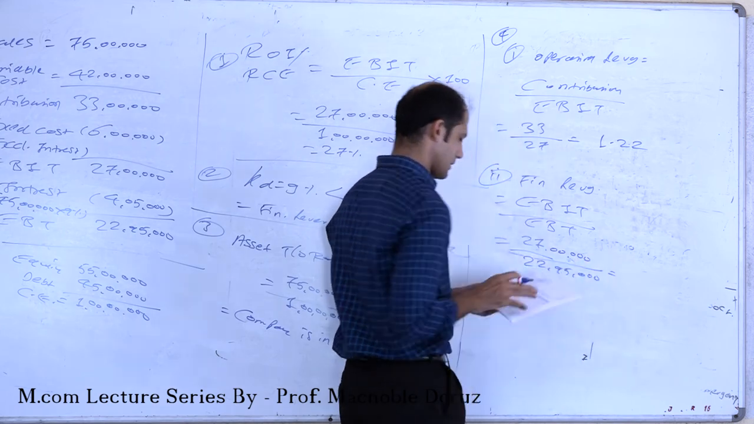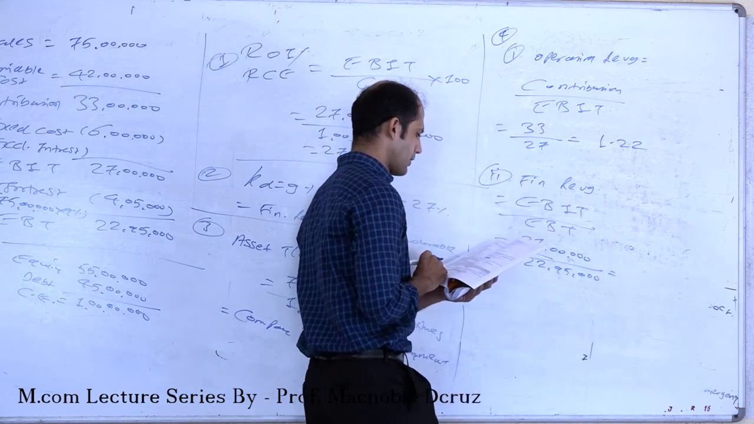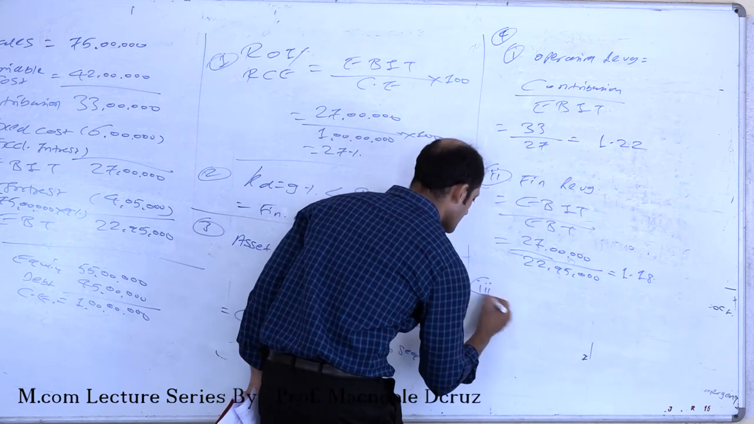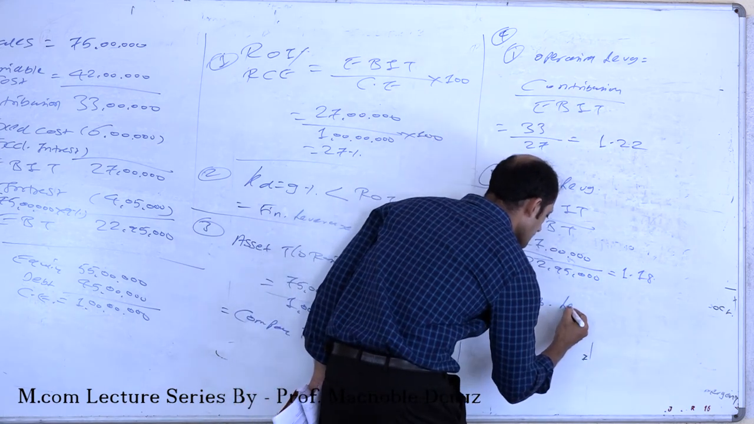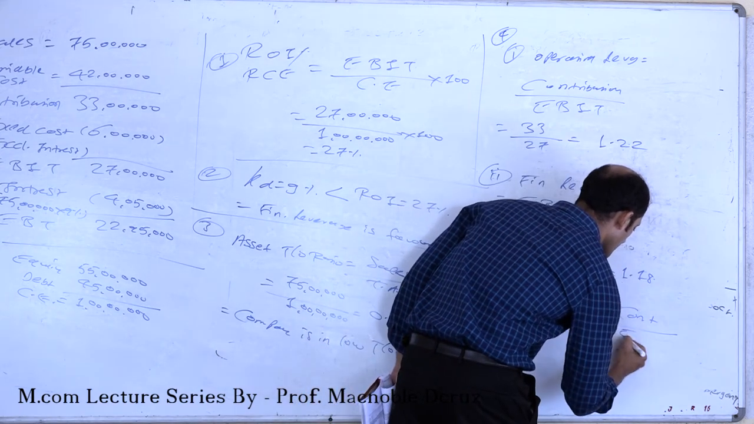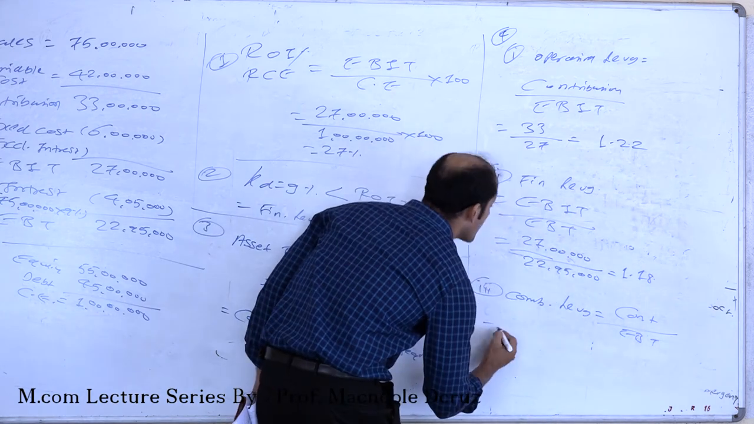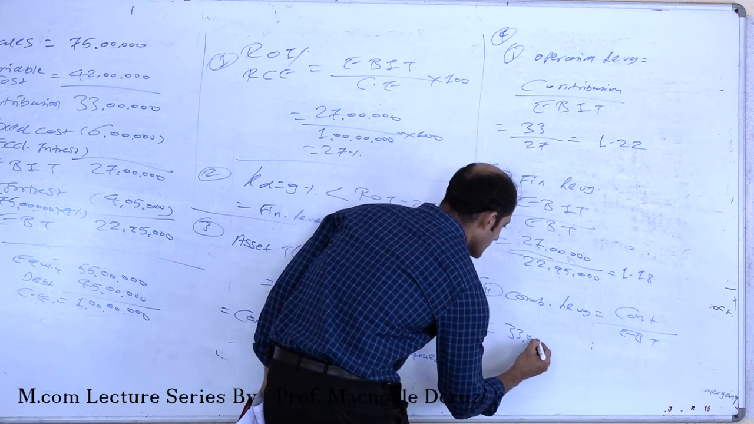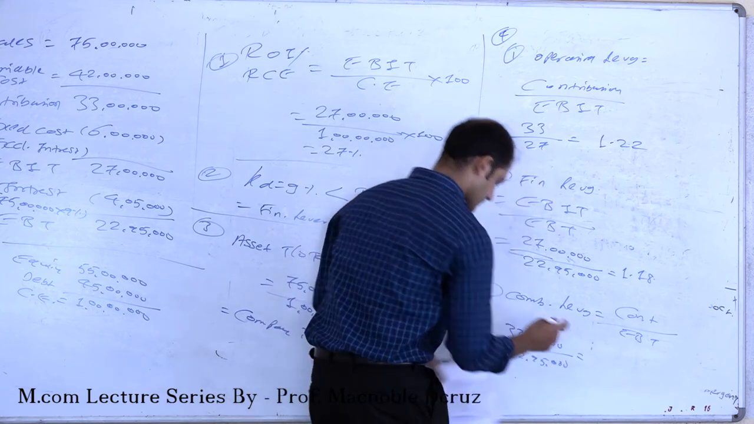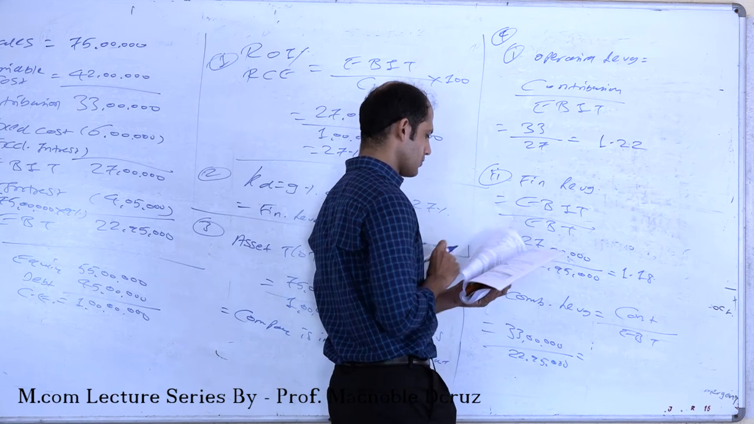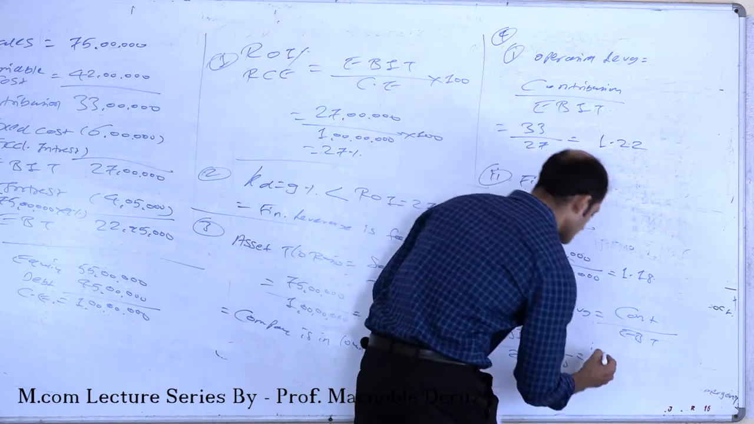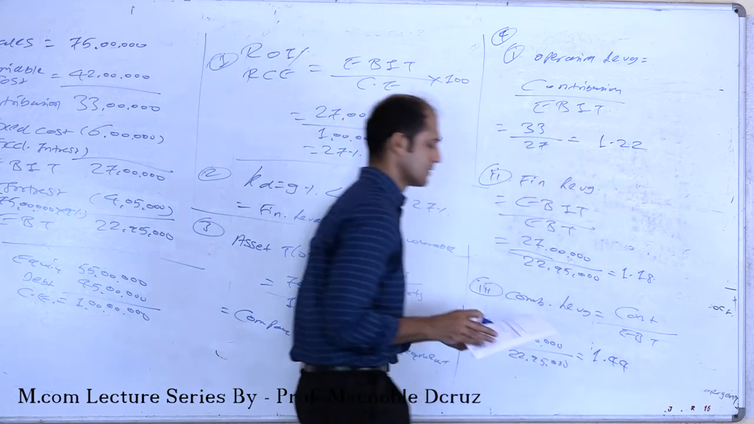तो ये आंसर आ रहा है हमारे इधर 1.18. And combined leverage, yes, contribution divided by EBT, 33 lakhs divided by 18 lakhs. Yes, so the answer approximately 1.42.